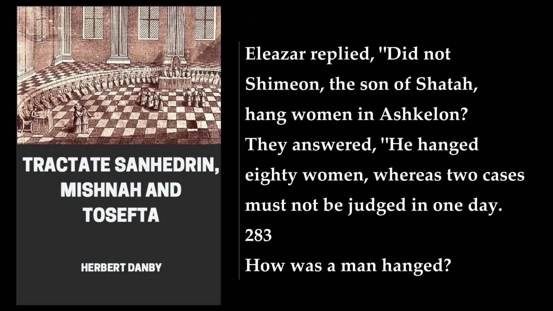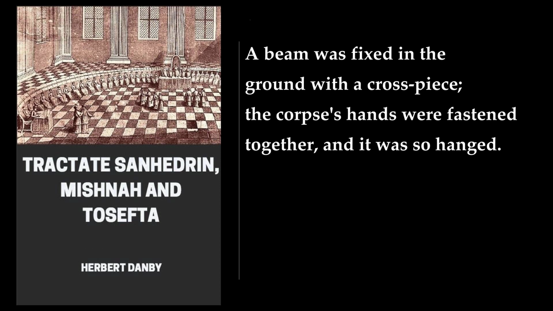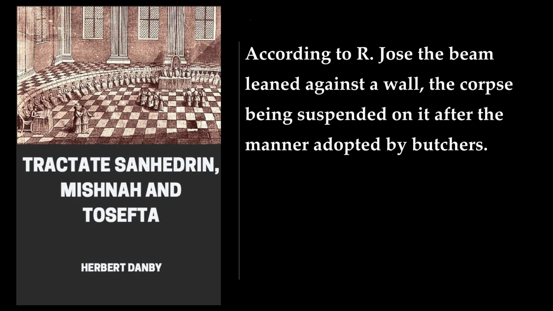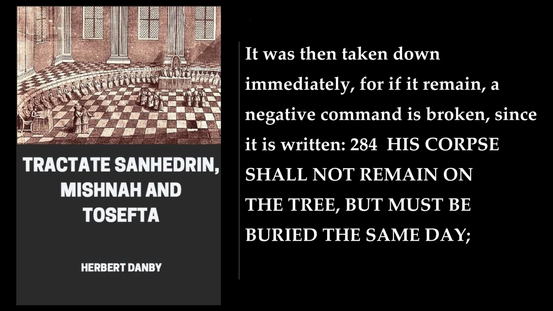283. How was a man hanged? A beam was fixed in the ground with a crosspiece. The corpse's hands were fastened together, and it was so hanged. According to our Jose, the beam leaned against a wall, the corpse being suspended on it after the manner adopted by butchers. It was then taken down immediately, for if it remain, a negative command is broken, since it is written, 284 His corpse shall not remain on the tree, but must be buried the same day.